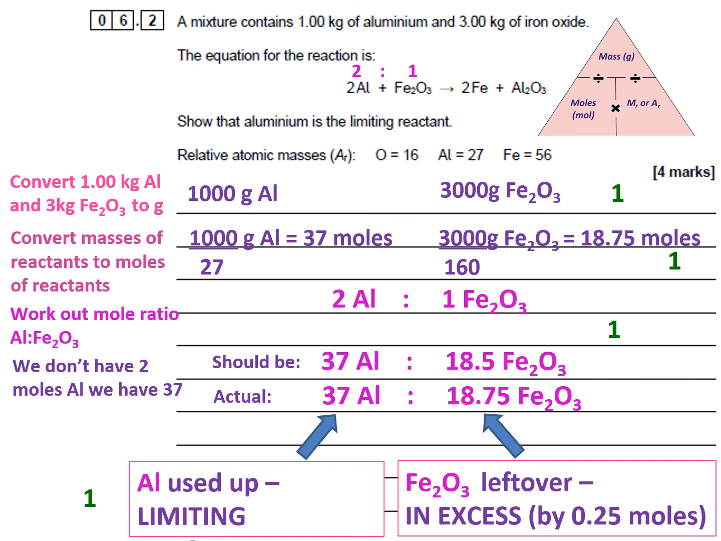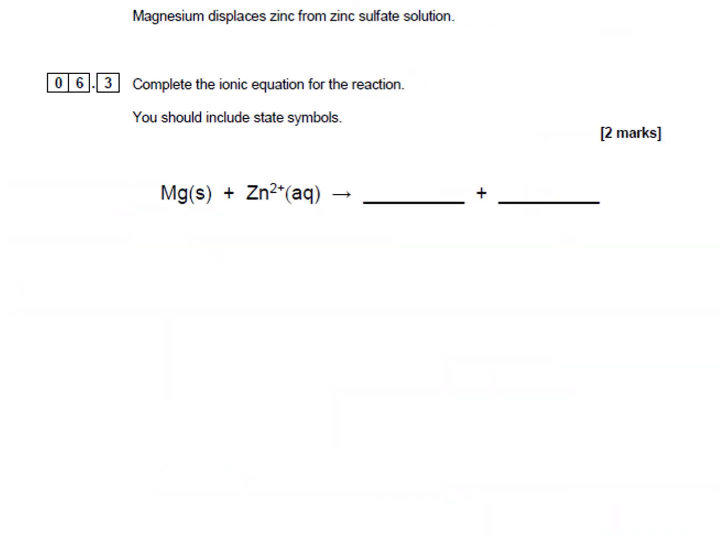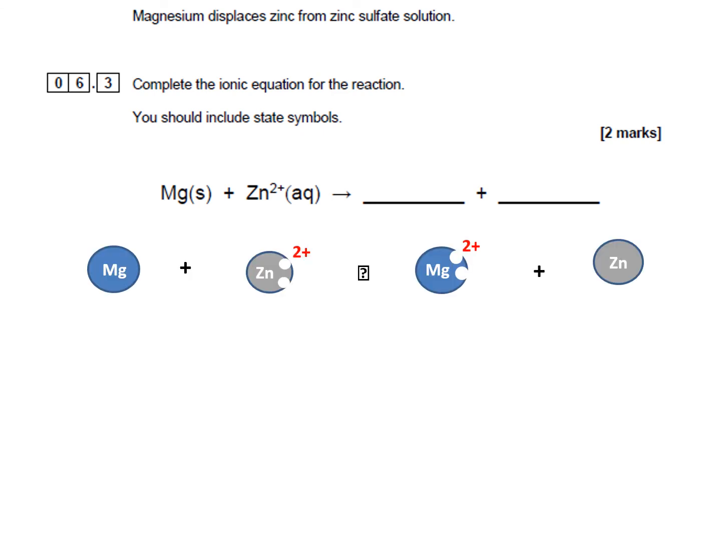Breakdown of the marks to get your 4. Magnesium displaces zinc from zinc sulfate solution. Complete the ionic equation. We're only talking about the ions present. So magnesium as a metal converts into magnesium ions. The 2 electrons from our magnesium are then given to the zinc ions to produce zinc metal. So we are producing zinc solid. It tells you to include the state symbols, so you need to make sure you've done so.